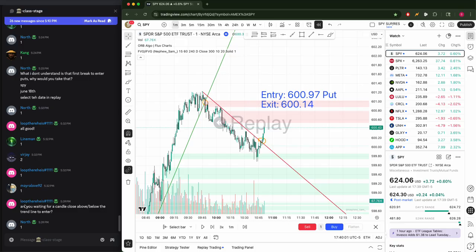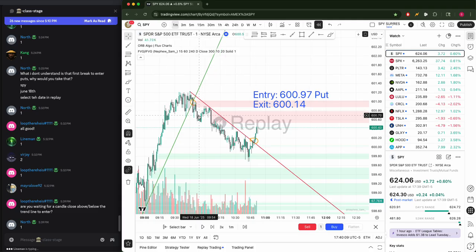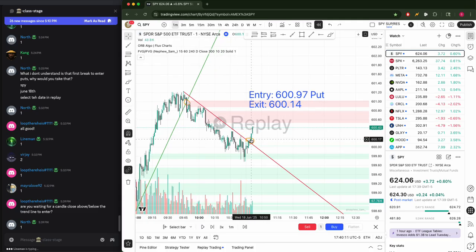Okay, let's see. Loop, there he is, asked, are you waiting for a candle close above or below the trend line to enter? Okay, so you should be waiting for a candle close to enter. That's the original way the strategy is meant to be played. But on my entries, I front run my entries. So as soon as I get a move up and it looks like I believe it's going to continue up, I'm going to go ahead and enter.